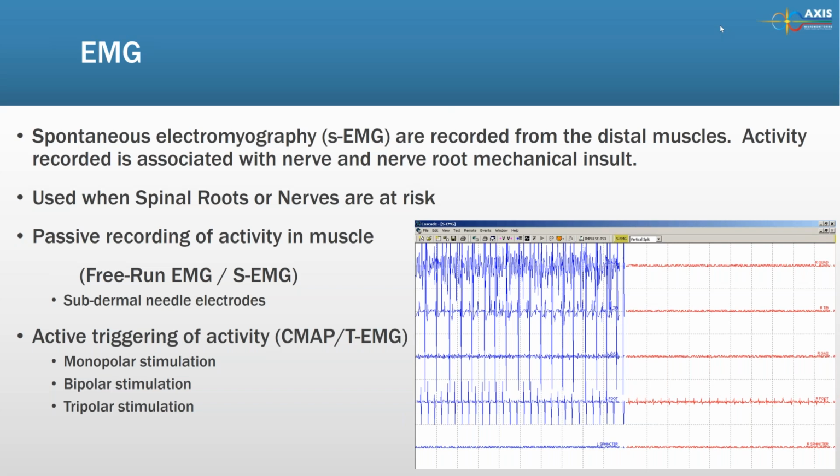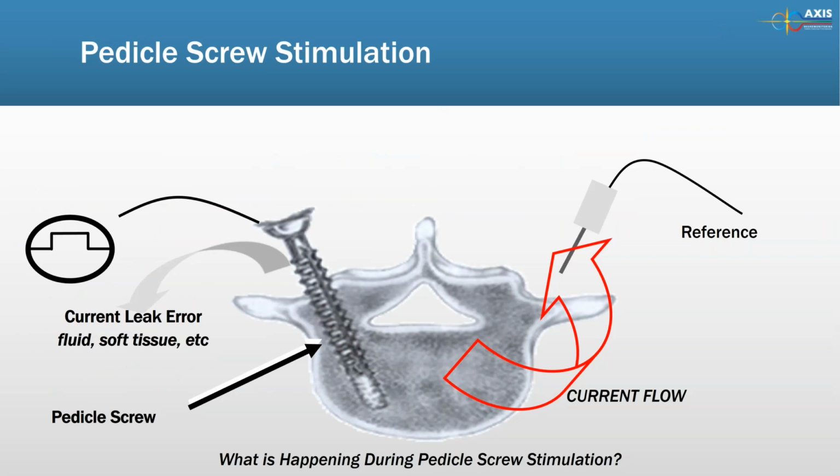When you're doing pedicle screw stimulation, if the patient has osteoporosis, such as very old female patients, all the screws will be low amplitude, but they may not be breaching because the bone is porous, so the thresholds are very, very low. Then there's the micro breach.